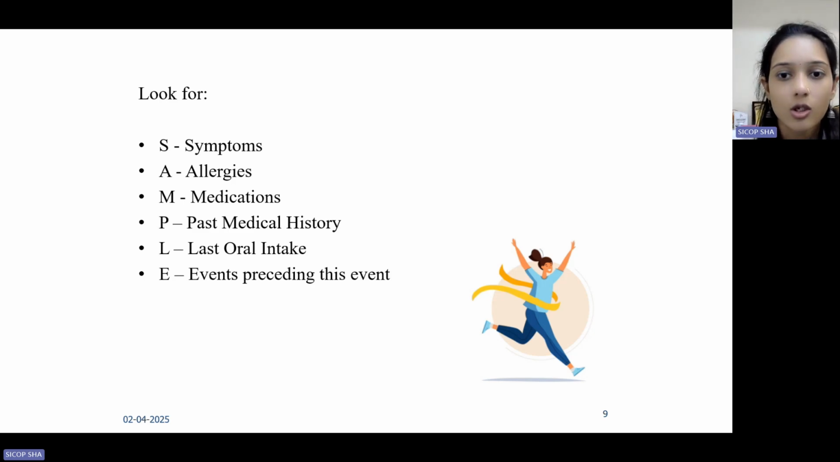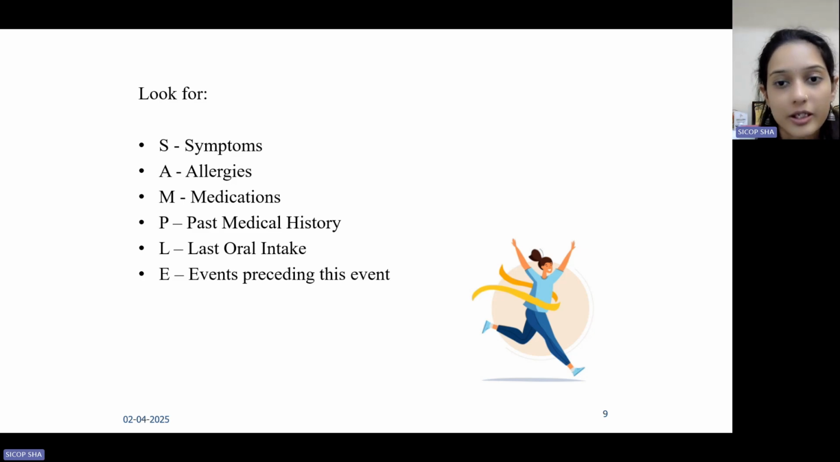Then allergies. Identify any known allergies, especially to medication or insect bites. Check for signs of allergic reaction like swelling. Questions to ask: do you have any allergy to a medication, food, or environmental factors? Or, have you ever had a reaction like this before? Or is it the first time you are having such symptoms?